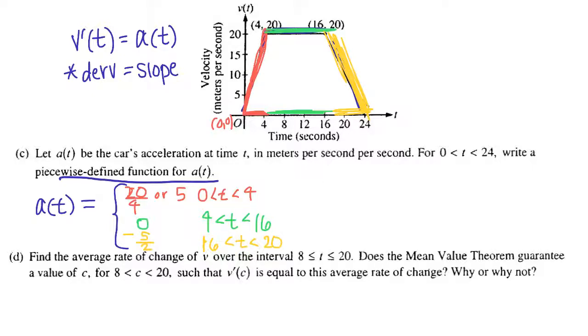All right. So average rate of change over that interval, well, we would say V at 20 minus V at 8 all over 20 minus 8. And that's going to be equal to negative, I'm going to go ahead and reduce it, but you don't have to, negative 5/6. And we have meters per second. Average rate of change, so meters per second.